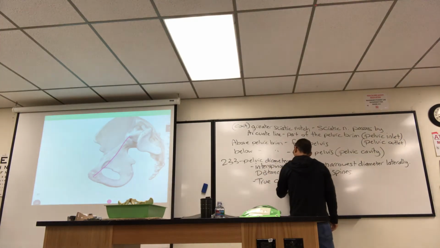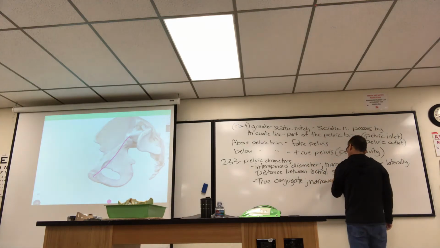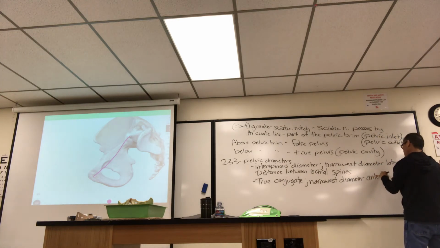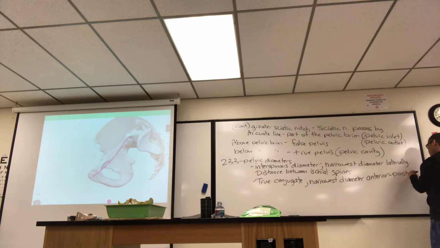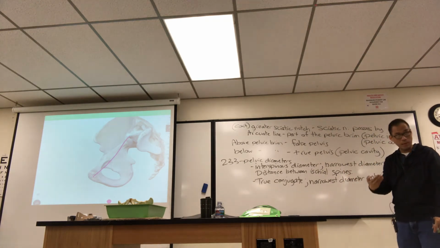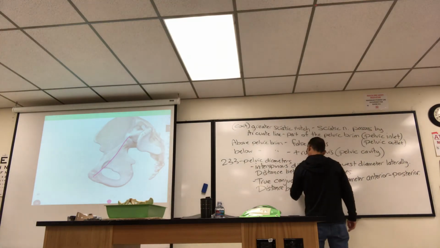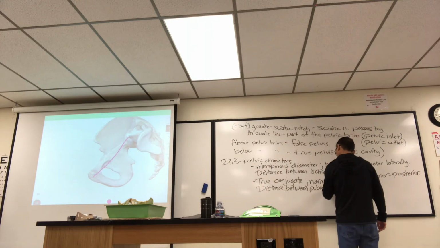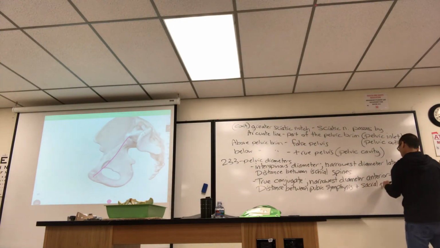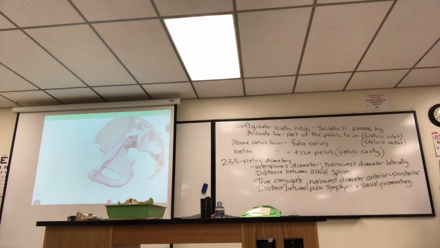True conjugate. Narrowest diameter, anterior to posterior. It's the distance between the pubic symphysis and the sacral promontory. That's a surface feature of the sacrum. You still have to know the sacrum.